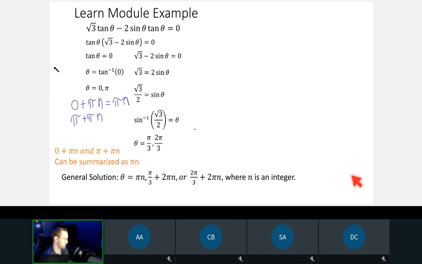So all of you, again, should have your unit circle in front of you at all times during these lessons, because I refer to it a lot.